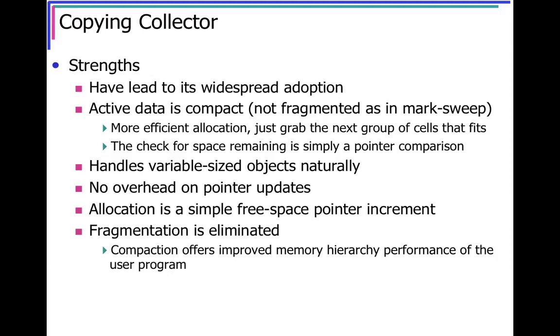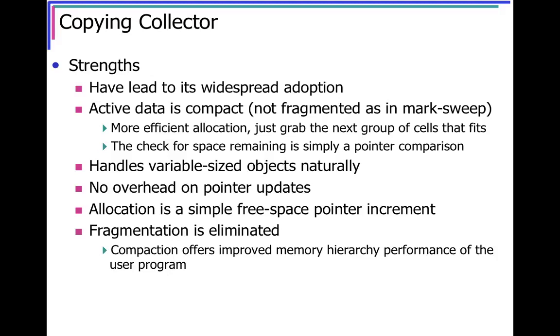The strengths of copying collection have led to its widespread adoption. The data is compact, there's no fragmentation, so allocation is very efficient. It's a bump pointer, and we don't have to worry about finding contiguous chunks of the heap space. We simply check whether we're out of space using a pointer comparison because we know where the end of the from space is.